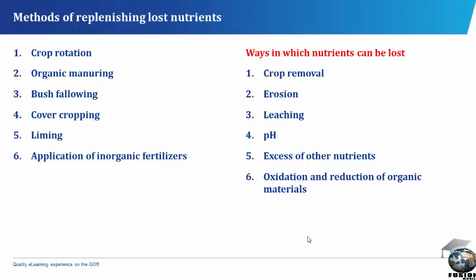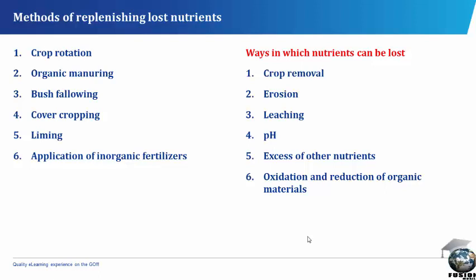Methods of replenishing lost nutrients. There are different methods or ways of replenishing or replacing lost nutrients. They are through crop rotation, organic manuring, bush fallowing, cover cropping, liming, and application of inorganic fertilizers.